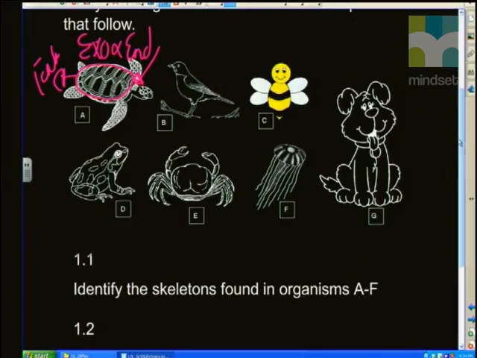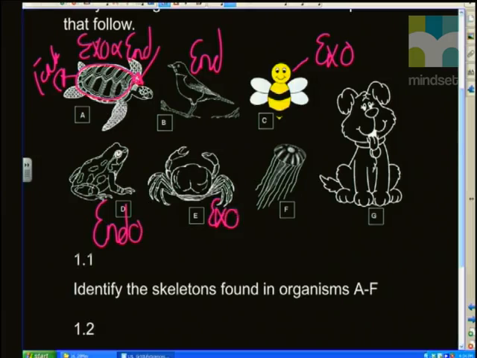all right? Here's my bird. Bird has an inside. Here's a bee. The bee is part of the insect. That will be on the outside, so it has an exoskeleton. My frog has inside, it's part of my vertebrates, so that has an endo. My crab, we know, nice and hard, that has an exoskeleton. My jellyfish has a hydrostatic skeleton. And my pet dog over here has an endoskeleton. All right, all nice and easy.